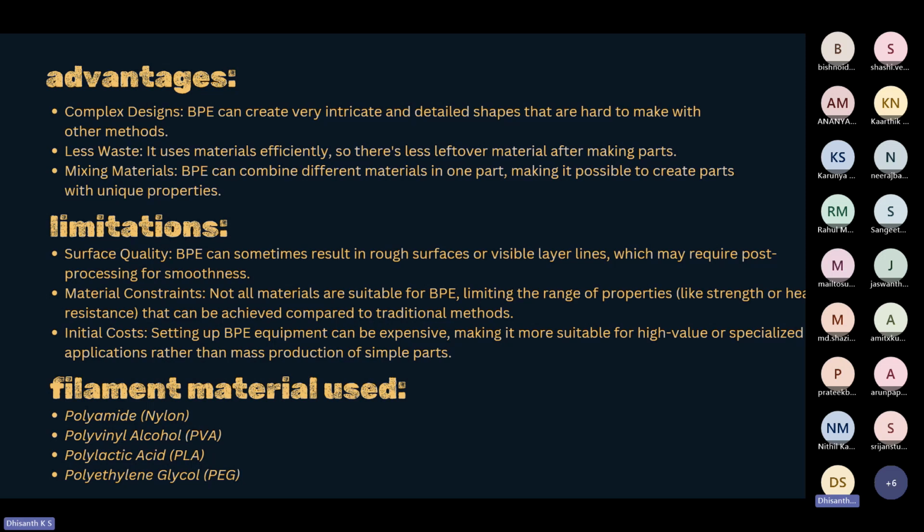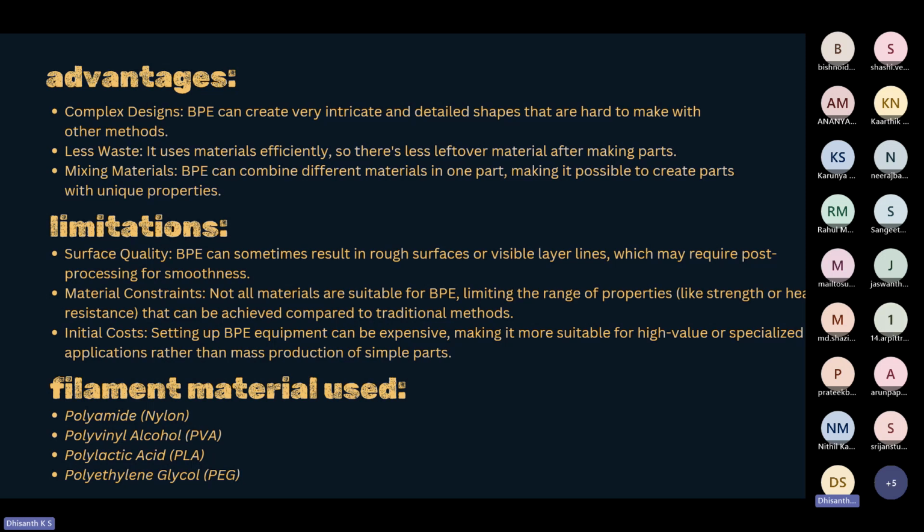The next limitations. Surface quality. BPE can sometimes result in rough surfaces or visible layer lines, which may require post-processing for smoothness. As I showed earlier, the BPE model has rough surfaces and visible layer lines, but after post-processing you may still see some visible layers, but they won't be as prominent as when it was taken out from the printer. Material constraints. Not all materials are suitable for BPE, limiting the range of properties that can be achieved compared to traditional methods.